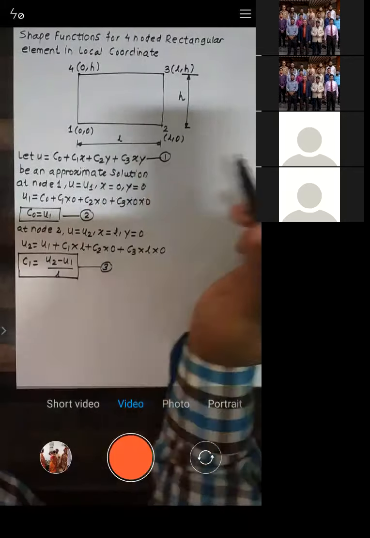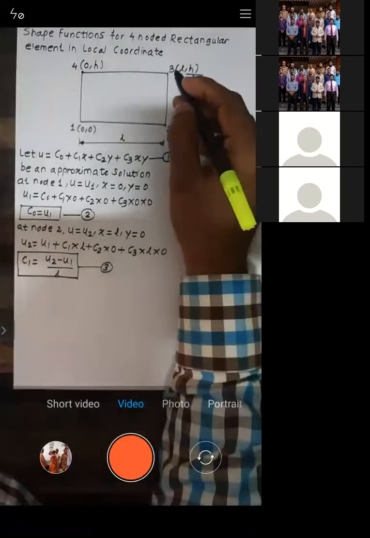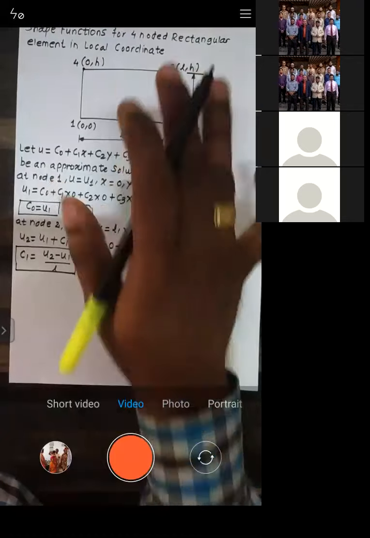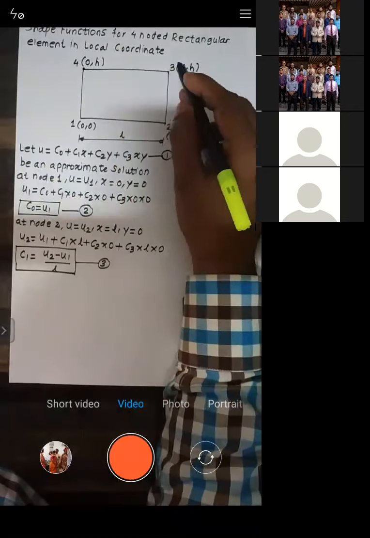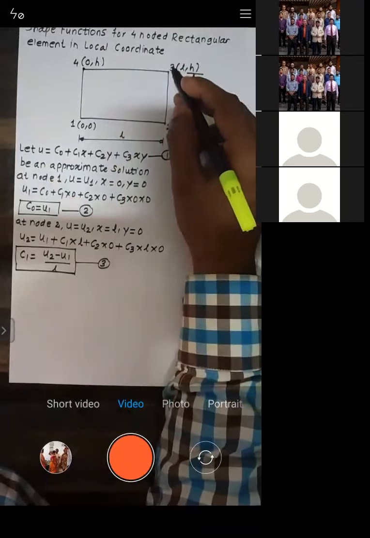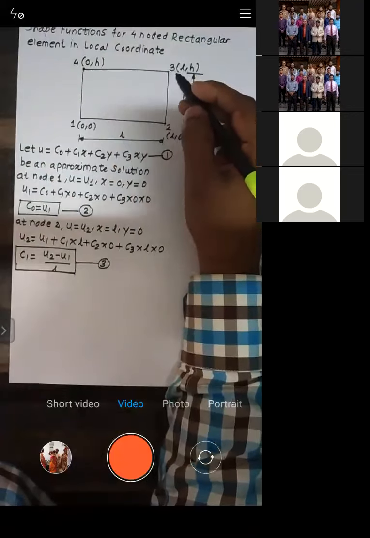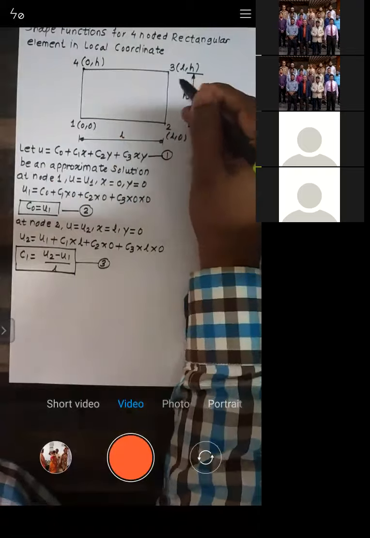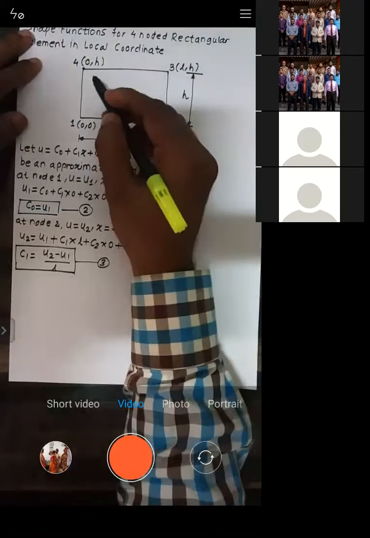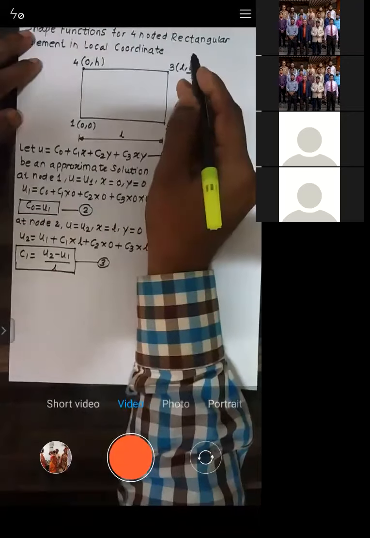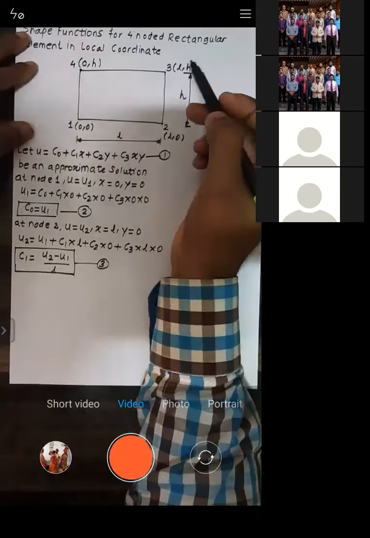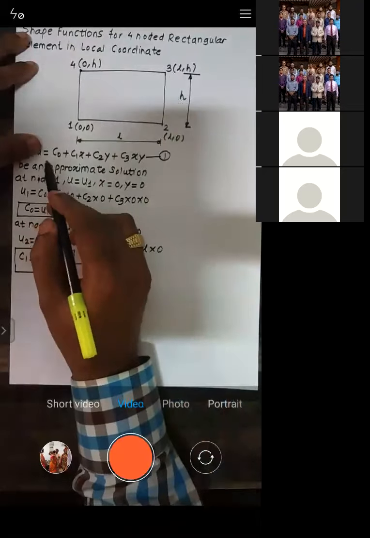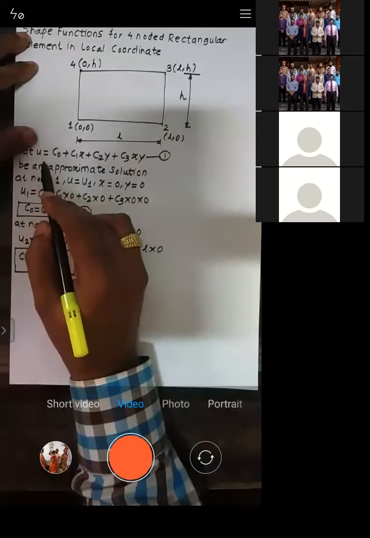Now we need to calculate C2, right? So as a practice, obviously I need to go for node 3. But see, if you directly go to node 3, there will be two constants in a single equation. So what we'll do, we will go initially to node 4 and then we'll go to node 3. Try to understand. If you go to node 3, what will happen? U is equal to U3.